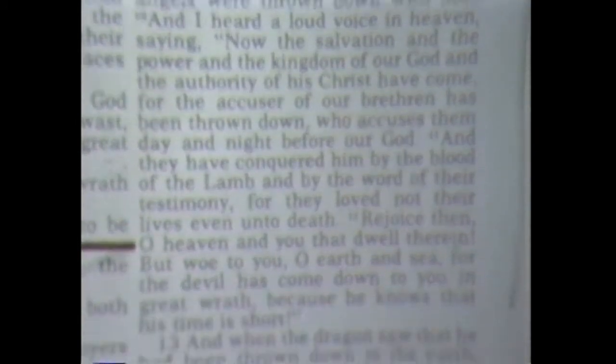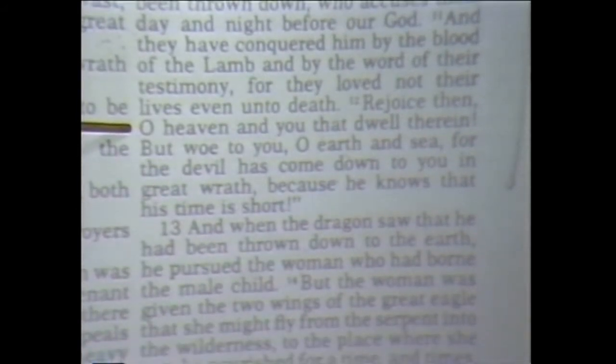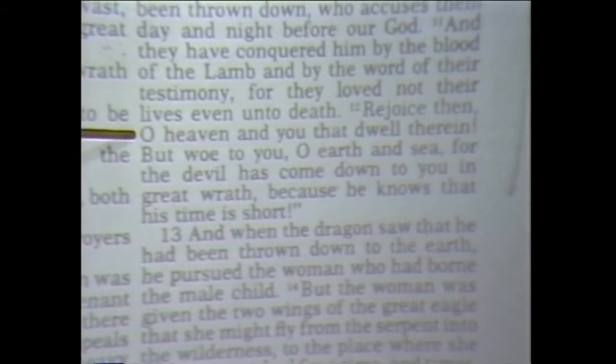Now we have the summary of all this. Rejoice then, O heaven, and you that dwell therein. Why? Because the war is over in heaven. Satan has been kicked out of heaven, so to speak, thrown down to the earth. But woe to you, O earth and sea, for the devil has come down to you in great wrath, because he knows his time is short.